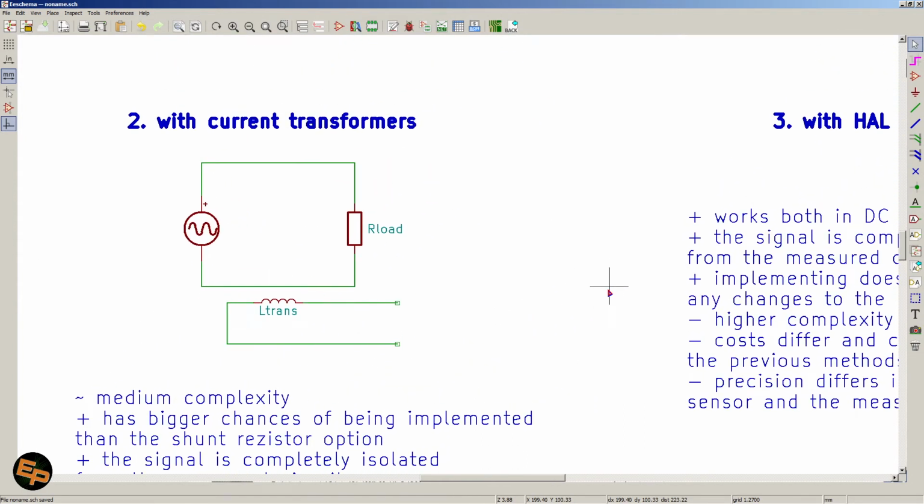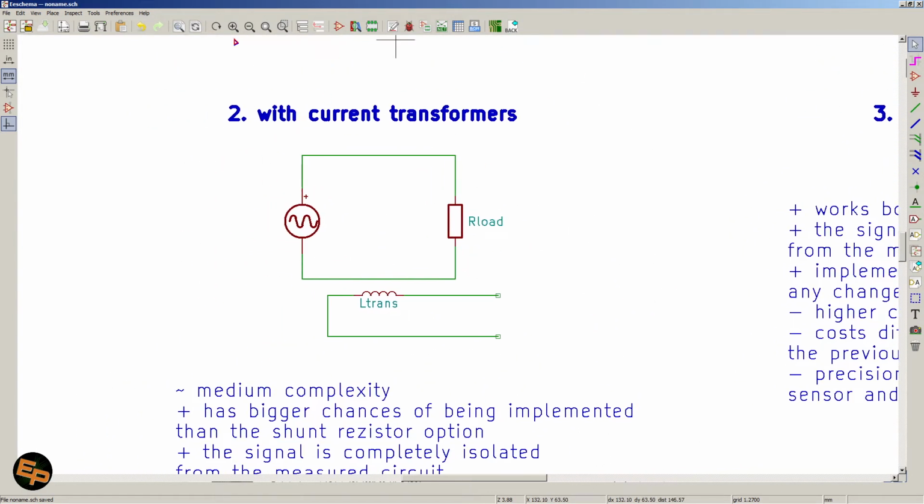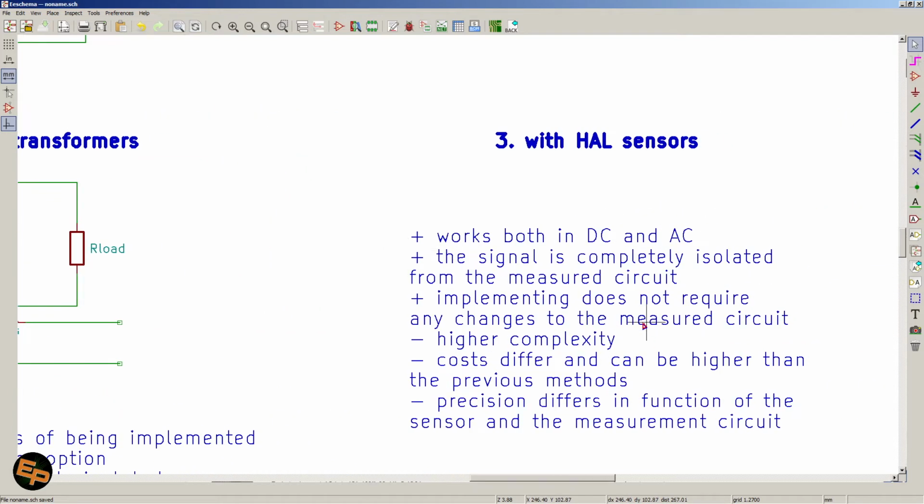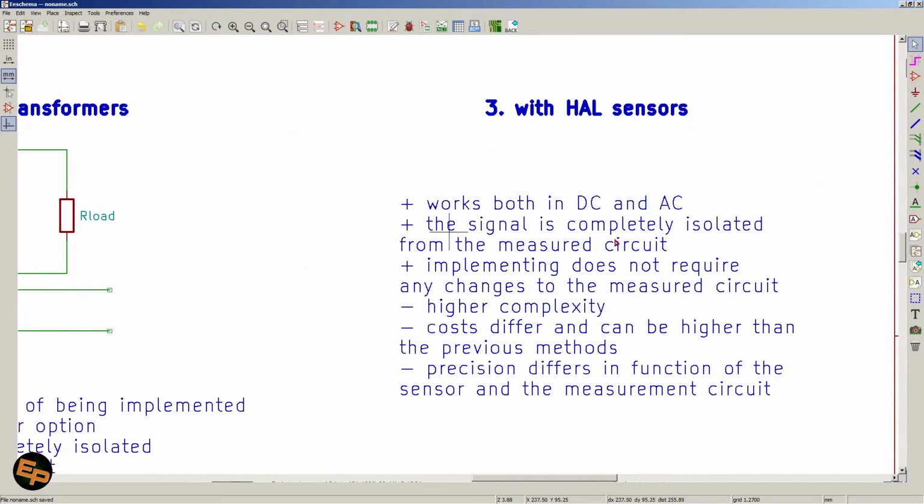Okay, so we're going to take a look at this option and how I was able to build such a transformer, what you would call a do-it-yourself transformer, shortly. But at last, let's talk a little bit about Hall sensors, which, as far as I know, are the third option that we have to measure currents.